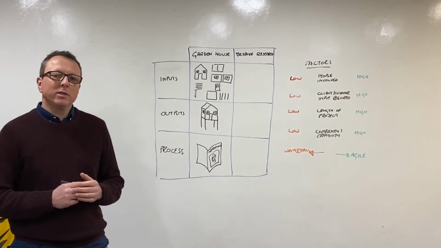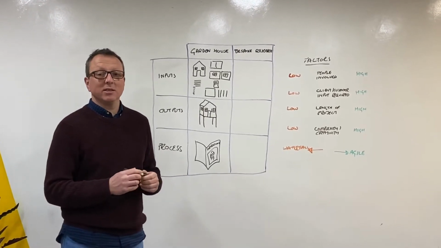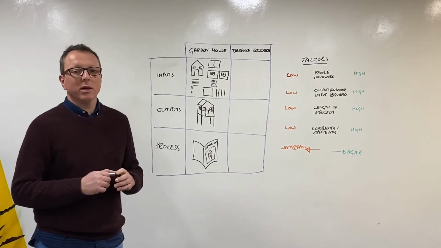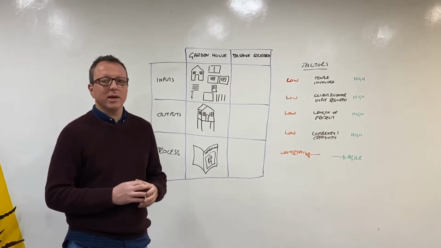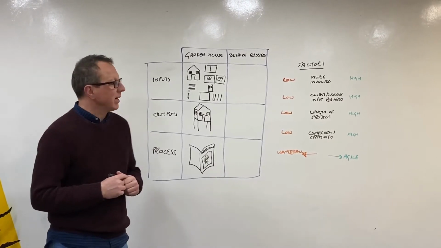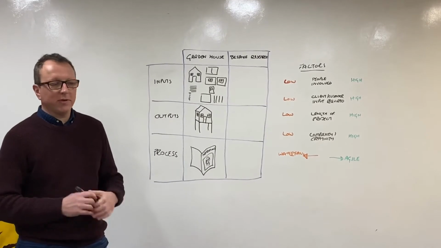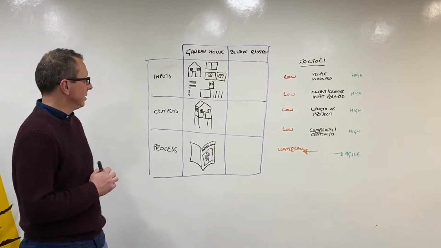Four years ago, I decided I wanted a garden house for my kids in the garden. So I went online, I decided what I wanted, I ordered it, and two weeks later it arrived in a flat pack. In that flat pack, I had all the bits that I needed, so I knew what all the inputs were. In fact, I laid them out on the lawn before I started.